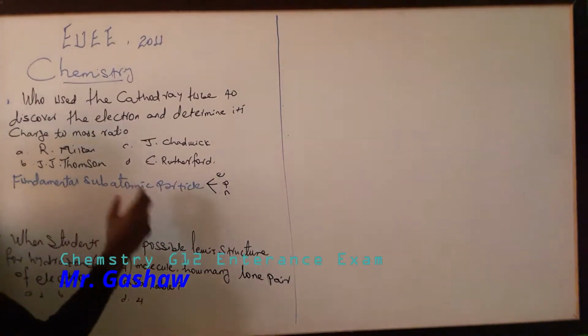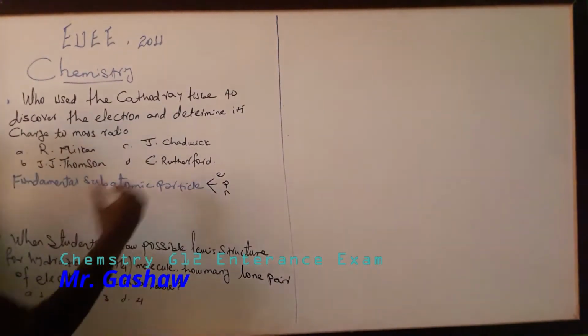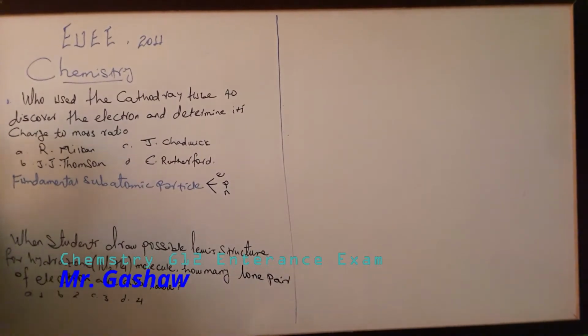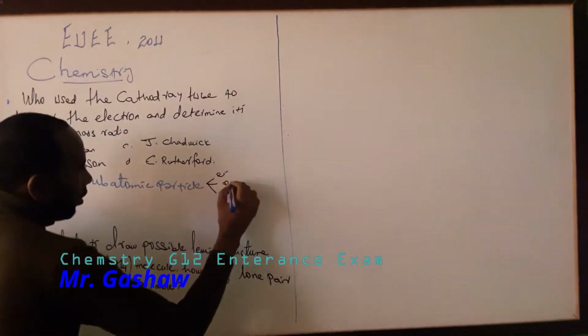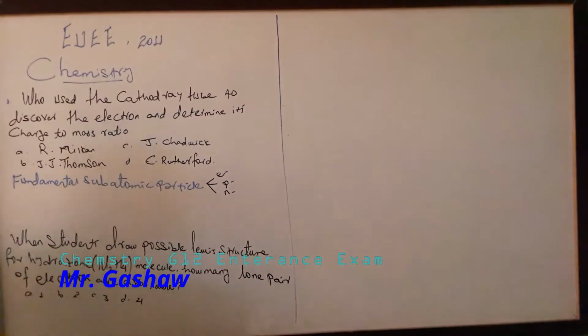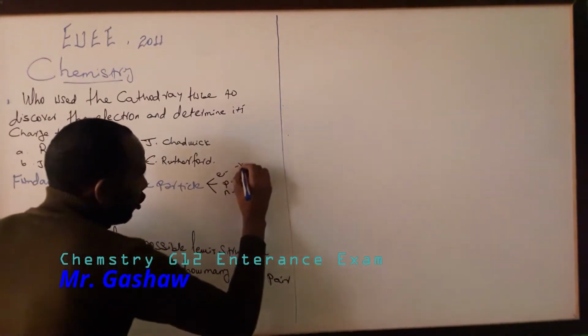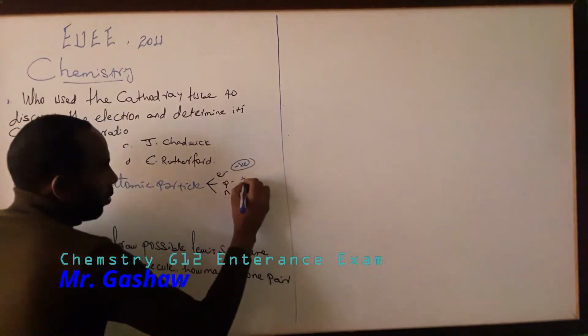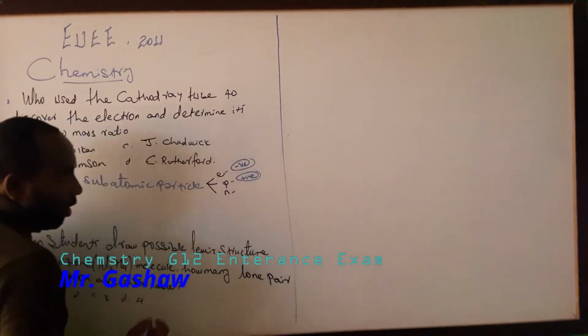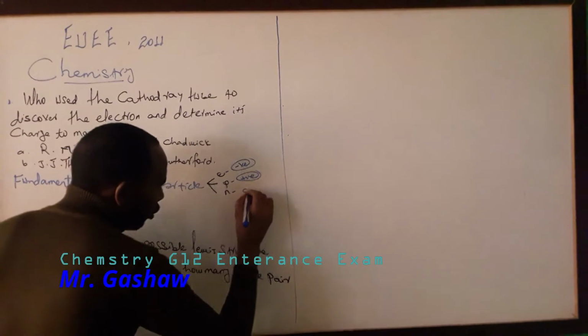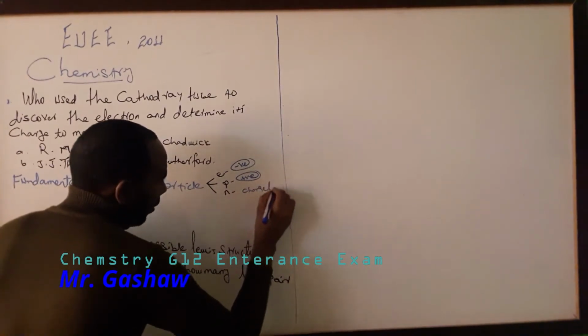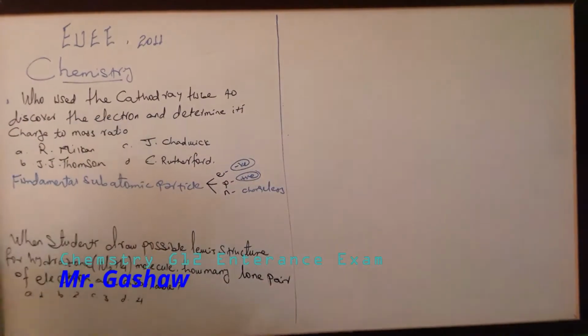Fundamental subatomic particles are particles that are found in an atom. They are classified into three. The first one is electrons, the second one is protons, and the third one is neutrons. Electrons are negatively charged particles, protons are positively charged particles, and neutrons are chargeless, that means no charge.